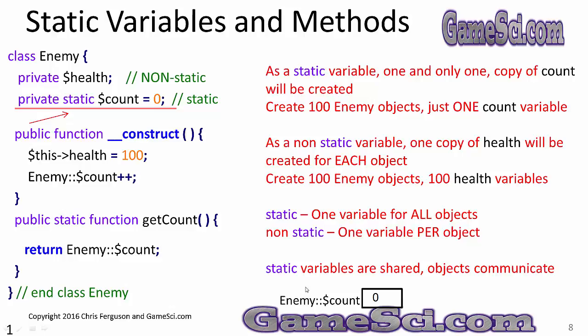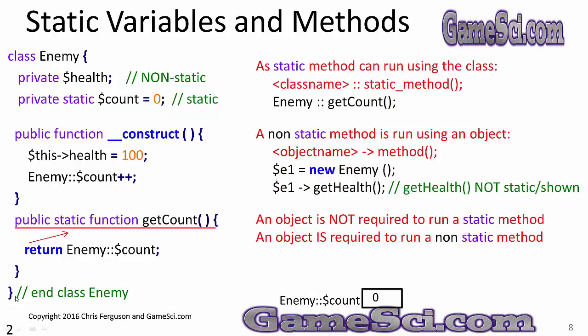I've also already drawn the variable. Look down here at the bottom, just above the logo. Enemy : $count is 0. This variable gets created even before we create an enemy object. Farther below, you can see the red line. We have a static function, public static function getCount. A static method can run using the class. Use the class name, then a : and then name the static method you want to run.